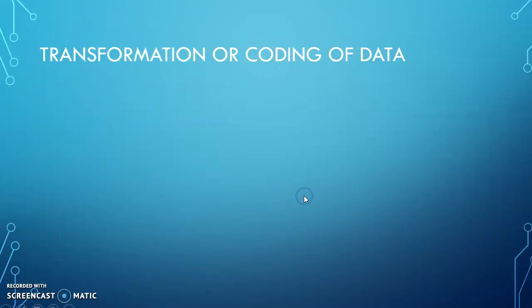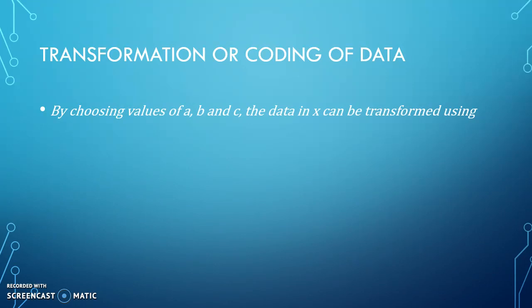Now, sometimes transformation of data is also called coding of data. How do we code the data? We choose suitable values of constants A, B, and C, and we can transform the data X into A plus Bx over C.